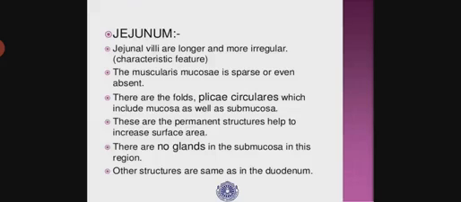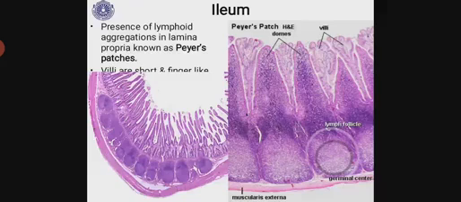Coming to the last part, called the ileum, you can observe the presence of lymphoid aggregations in the lamina propria known as Peyer's patches. So there are dense Peyer's patches seen here. As you see here, the lymph follicle, and the villi are short and finger-like. So that is the distinctive feature of the ileum. The villi are shorter and finger-like, and there will be extensive lymphatic aggregations called Peyer's patches here when compared to the duodenum and jejunum.